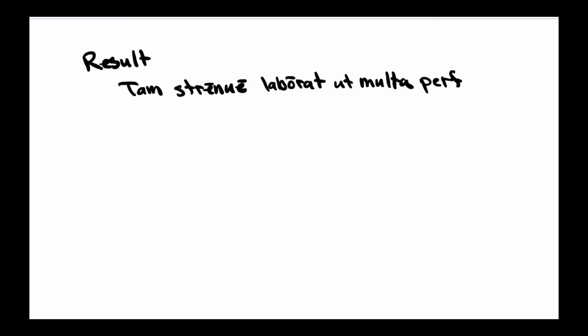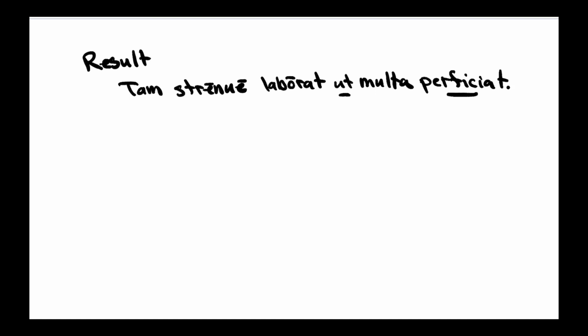Tam, there's that introductory adverb for the main clause. Tam strenue laborat, ut multa perficiat. And you see that i-a linking vowel in perficiat. You see that? There's your result clause there at the end. He works so strenuously that he accomplishes many things.